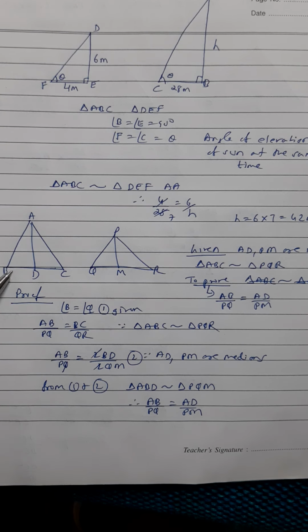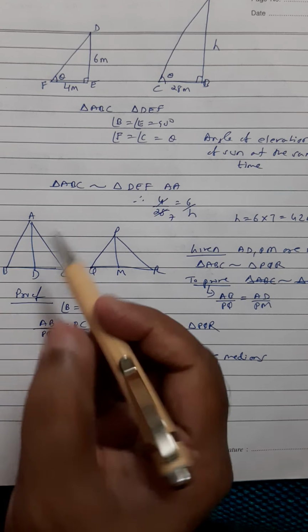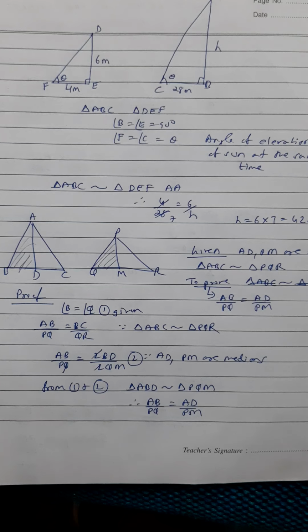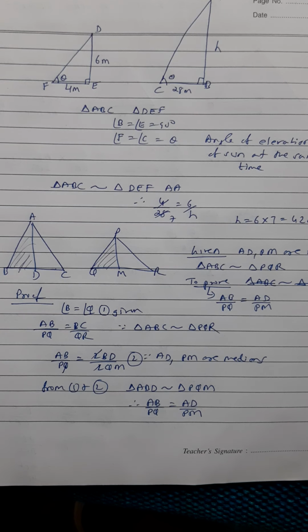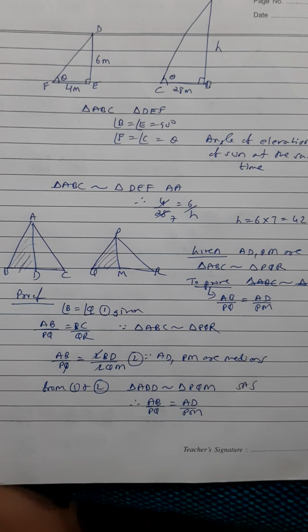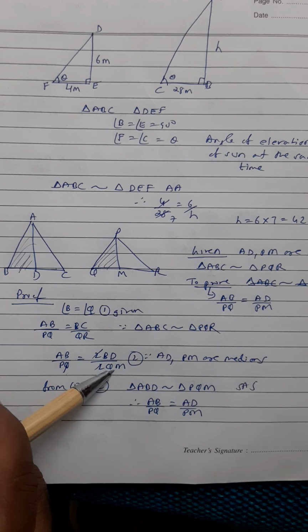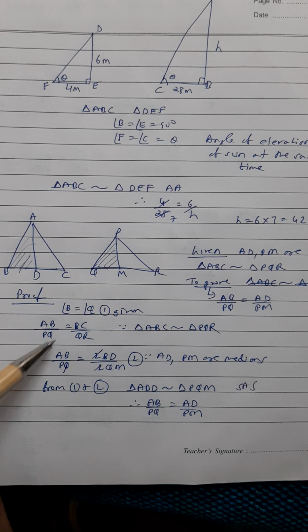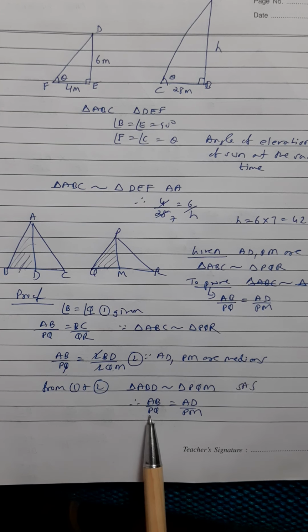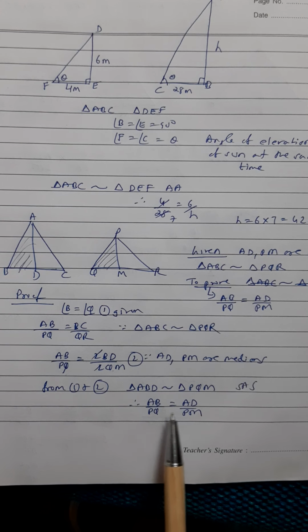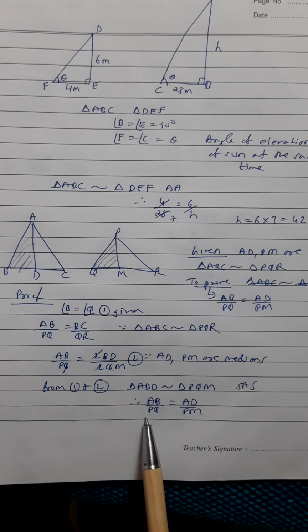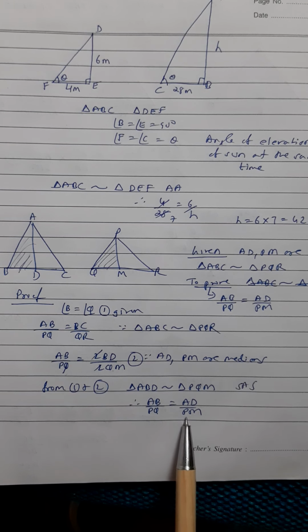So what happens? Triangle ABD and triangle PQM, okay, these two triangles ABD and PQM are going to be similar by which property? By the property of SAS, because two sides are in proportion and one angle is equal. Now once we prove the triangles are similar, then this becomes evident that the sides of similar triangles are in proportion. So AB by PQ will be equal to AD by PM.